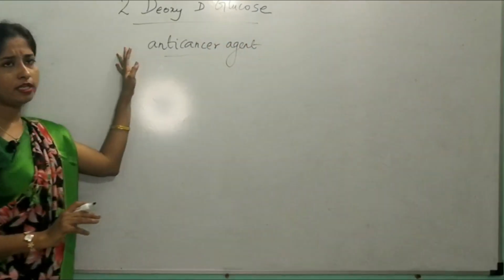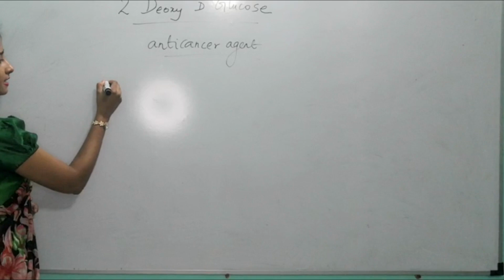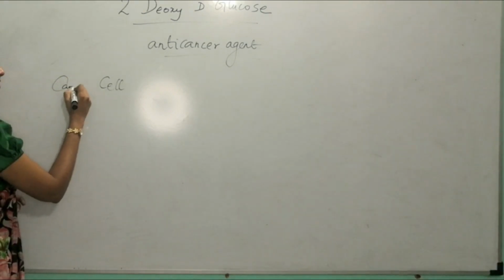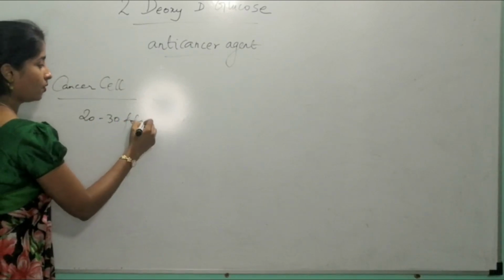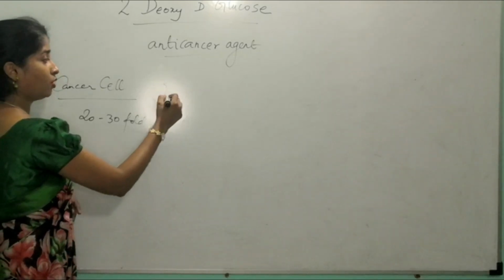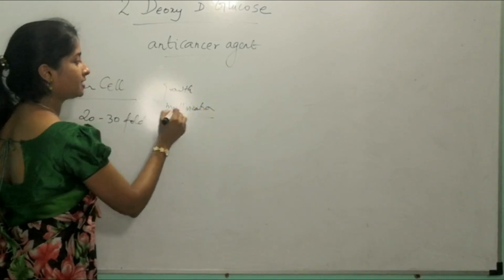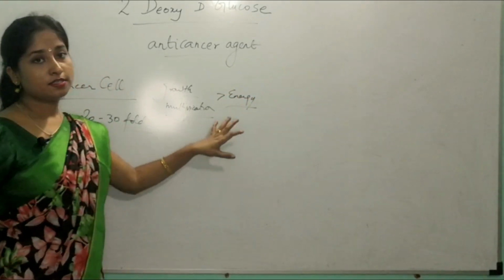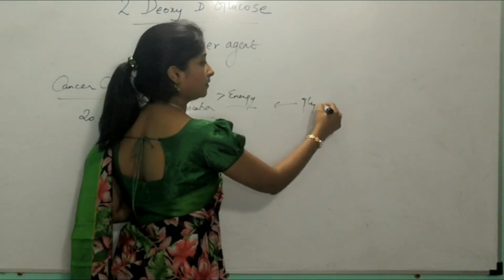So how is this 2-DG acting as an anti-cancer agent? For any cell, as I told, it will grow and multiply. But when you have a cancer cell, it grows 20 to 30 fold when compared to a normal cell. So it needs more energy for the growth and multiplication of cancer cells. For the energy to be derived, it needs that glycolytic pathway.